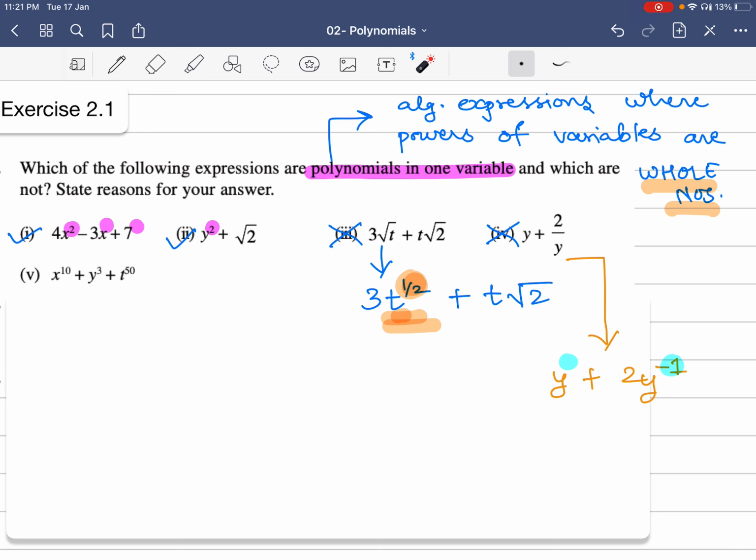We want the powers of the variables to be whole numbers only. Whole numbers means 0, 1, 2, 3. I mean, we all know it, just 0, 1, 2, and so on. These are our whole numbers.